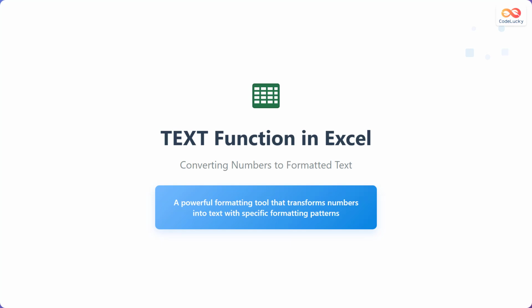Welcome. Today we are going to explore the TEXT function in Excel. This function is a powerful formatting tool that transforms numbers into text with specific formatting patterns. It allows you to display numbers in a more readable and understandable way.